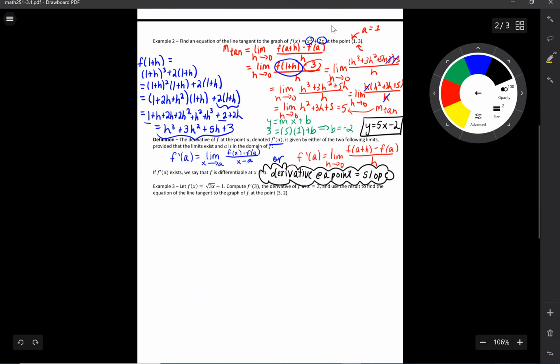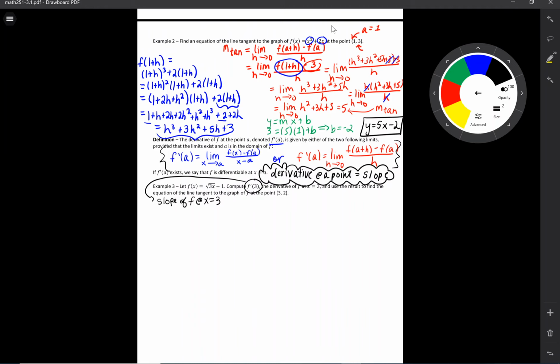In example 3, we have f of x equals square root of 3x minus 1. And we want to compute f prime of 3, or the derivative of f at x equals 3, and use the result to find the equation of the line tangent to the graph at the point 3, 2. So this f prime of 3 business right here, remember, this is the slope of f at x equals 3. That's all this is. So I can use either this guy or this guy over here. I can use them interchangeably. I'm going to use the first one for this example.